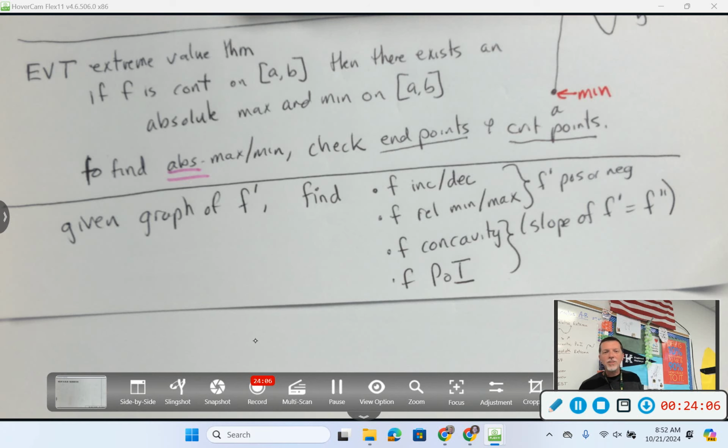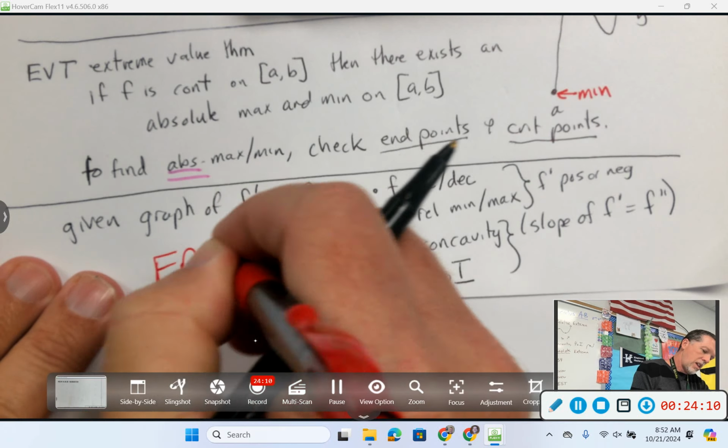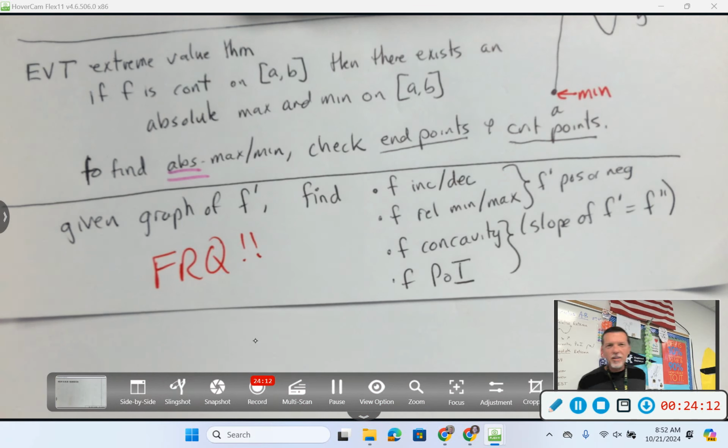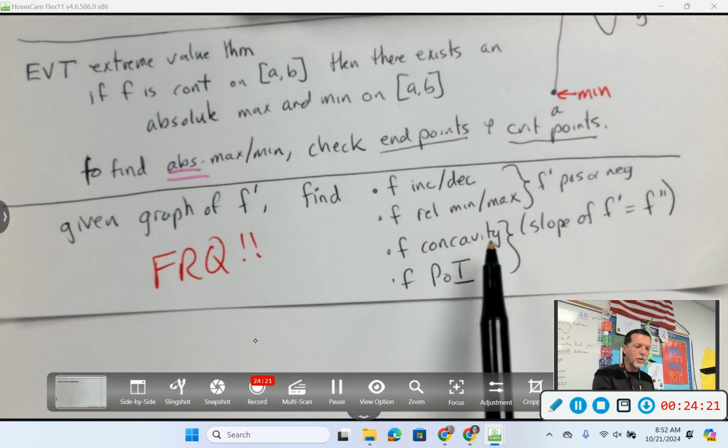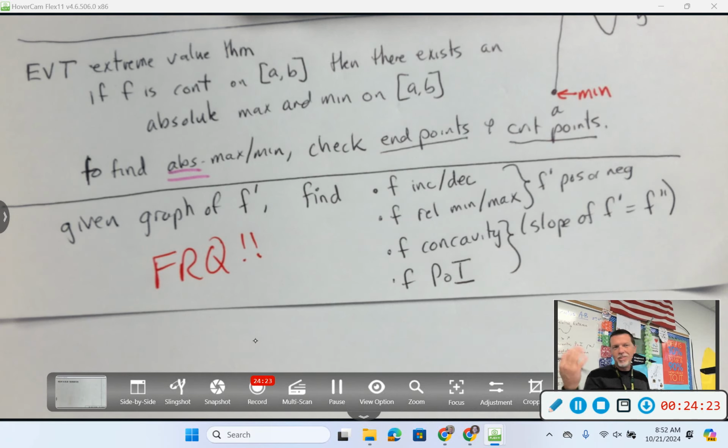So I'm promising you will get a free response question where I give you the graph of f prime, and then I don't know what I ask about it, but I could ask a whole bunch of different things. Like if you split all this up, you could make that 1, 2, 3, 4, 5, 6 or 7 questions based only on the graph of f prime.